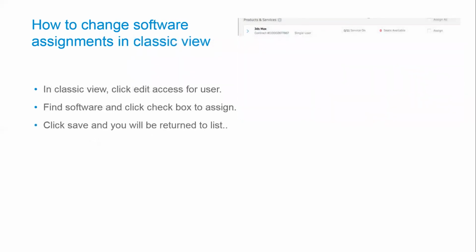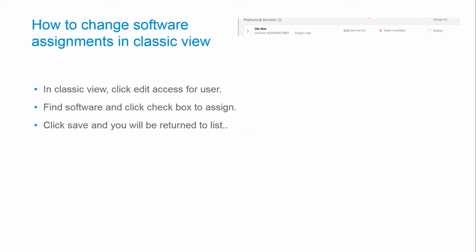Now, the classic view. I'm sorry, I couldn't really find an interesting picture for this, but what you're going to do in the classic view is find the name of the user, and then to the far right of the name, click the button that says Edit Access. That brings up this screen where you can assign perpetual product downloads and web support, but the main thing, the actual access to the software: you're going to look under Products and Services, and you'll find the name of the software that you want to assign the user.